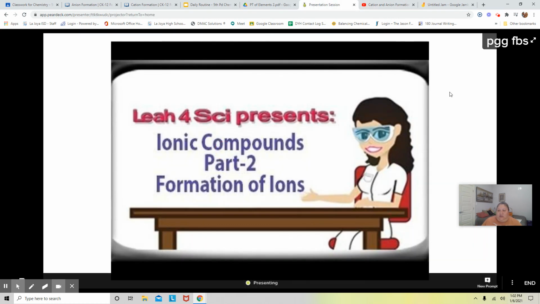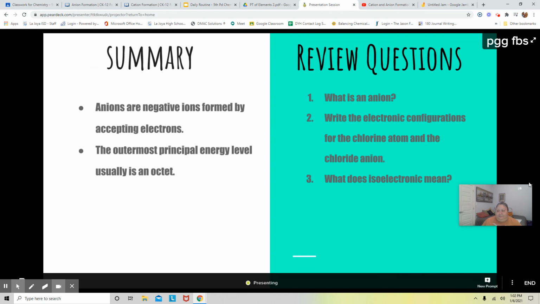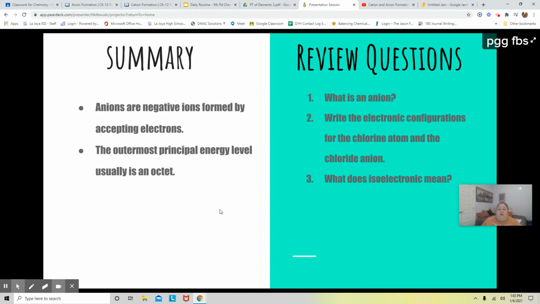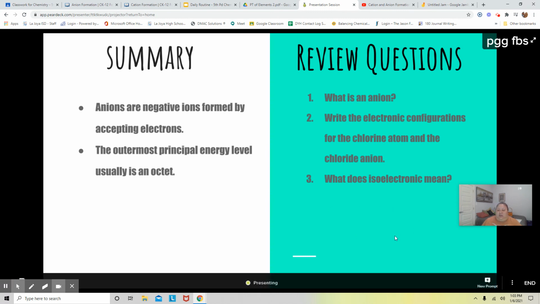And let's summarize the topic. Anions are negative ions formed by accepting electrons. The outermost principal energy level is usually an octet. And then your questions that we're going to answer, and they're really easy. 1, what is an anion? 2, write the electronic configurations for chlorine atom and for chloride anion. 3, what does isoelectronic mean?